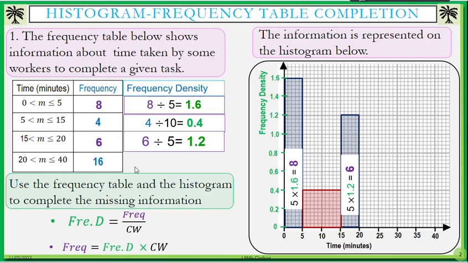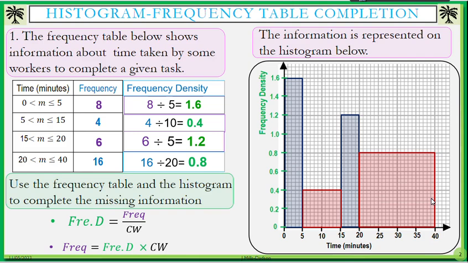The last one, we can work out the frequency density by dividing 16 by 20. That gives us 0.8. We need to raise the bar from 20 to 40 all the way to 0.8. And that is how we complete missing information for frequency table and histogram.